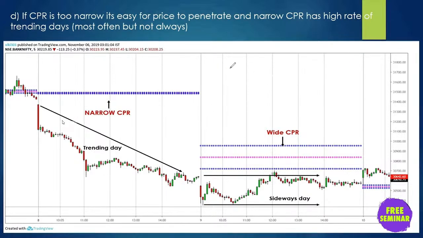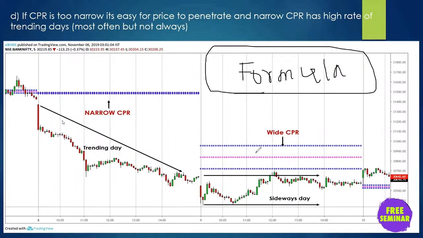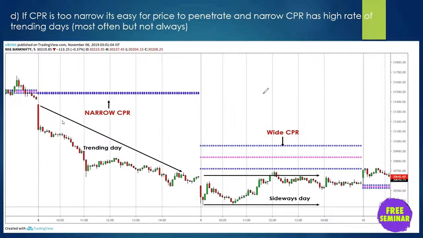Second thing, you can calculate CPR with the formula. Suppose you don't have a TradingView account, and still you want to use CPR. Is it possible? Yes. CPR can be manually plotted also. For that, there is a formula. You can manually calculate it in an Excel sheet, and you can plot lines like this manually if you don't have TradingView software. And third thing, you can also just take a guess. You may not know the exact level where CPR is, but you can guess whether it's wide or narrow.